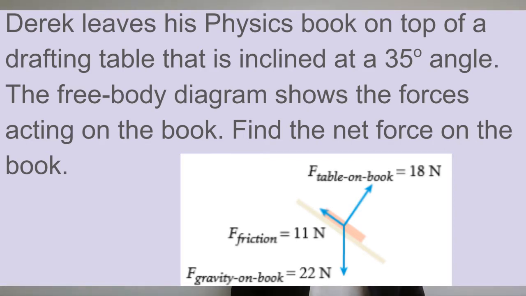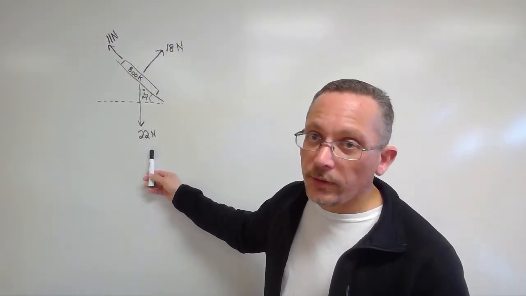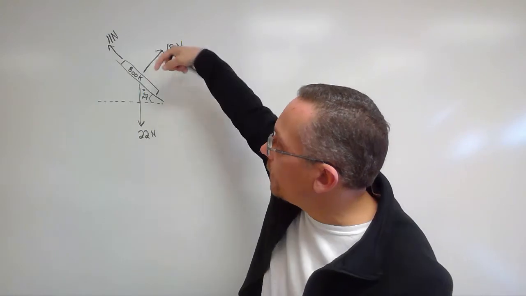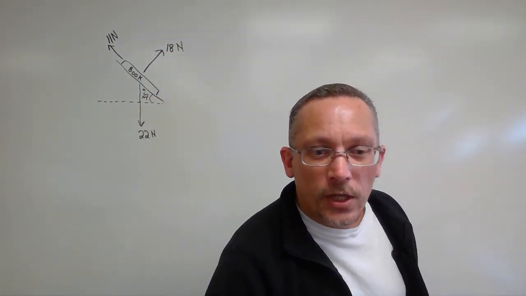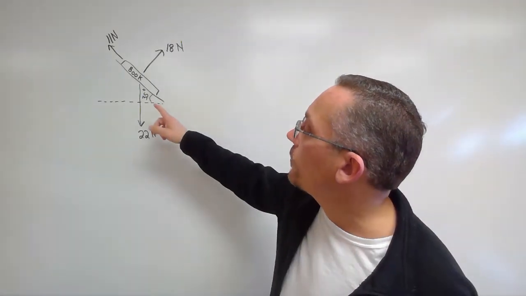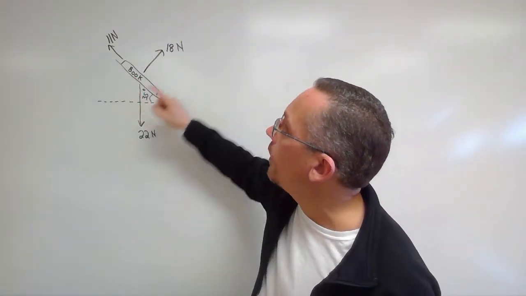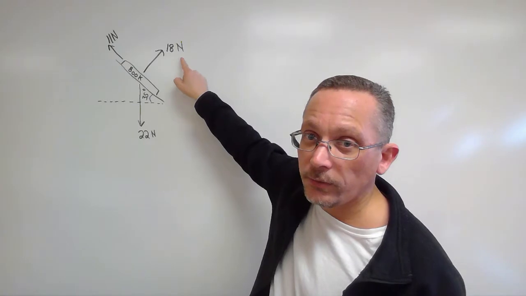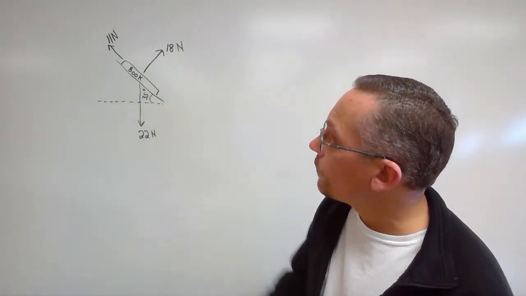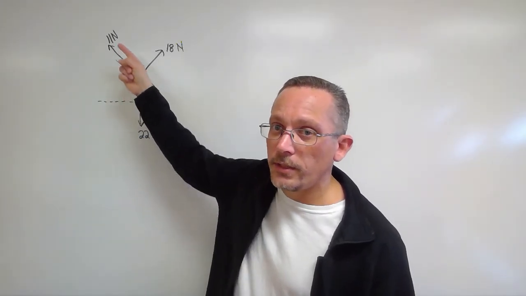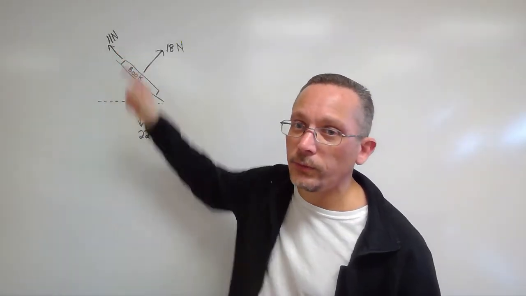The force diagram shows the forces acting on the book. So we have here the force of gravity acting on the book. It's 22 newtons, and that's in a straight downward direction. That's entirely vertical. We have the force of the table pushing up on the book here. That's 18 newtons in this direction. And then we have the force of friction working on the book in this direction of 11 newtons.